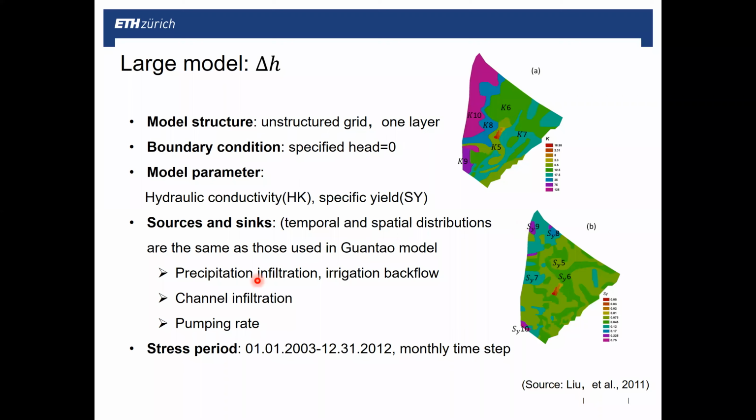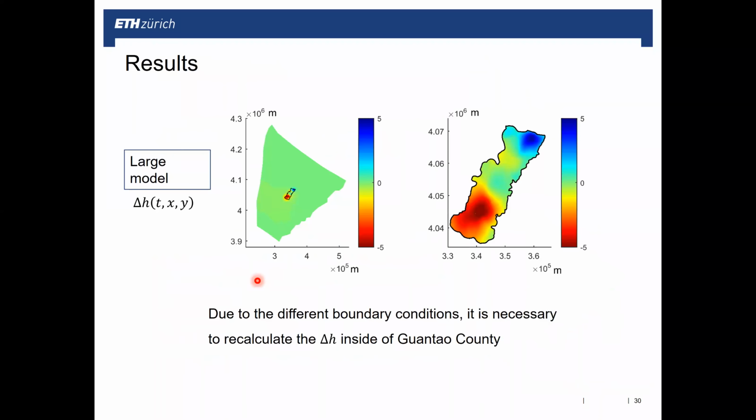And for the pumping, the canal infiltration, the precipitation infiltration and the irrigation backflow, they are exactly the same as what we implemented in the Guantao model. Also the stress period is the same. After running the model, you will get the result.